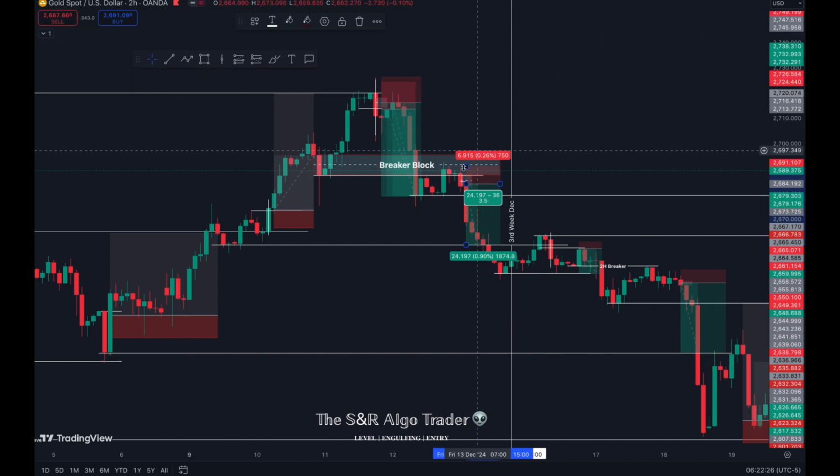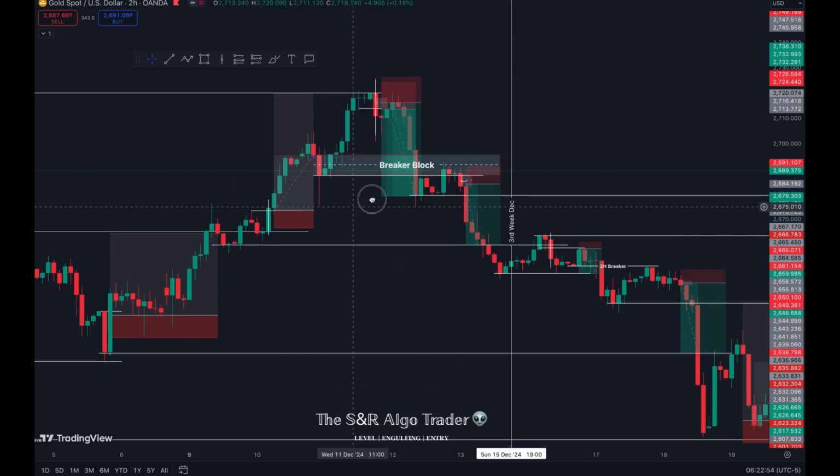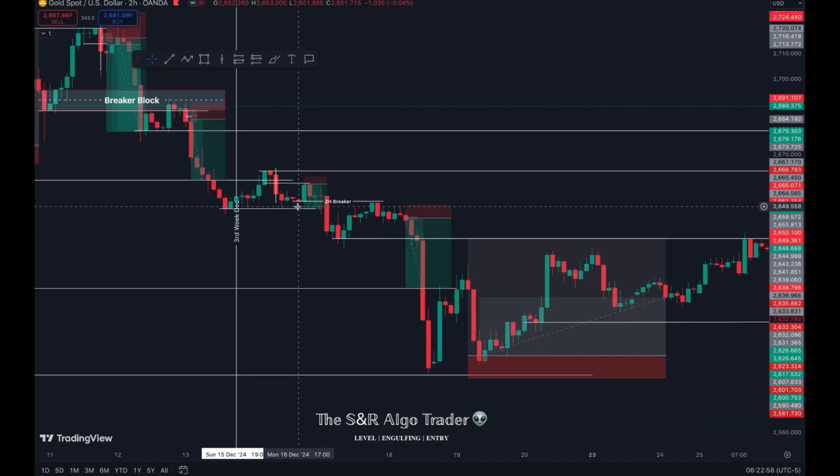So from this area, 2684 was the entry, then target was 2659. That's a very nice move. If you were to enter this trade with, let's say, 0.05 lot, you're making a lot of money. Even with 0.05 or 0.01, you will make at least some cool money ranging from $50 upwards. So this is the first example. Let's look for another example.